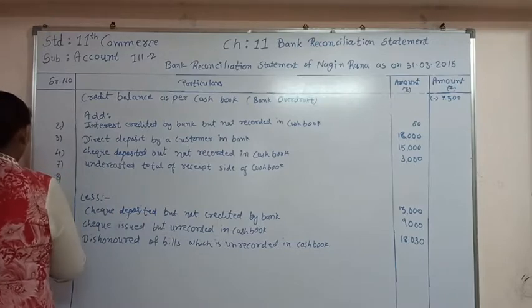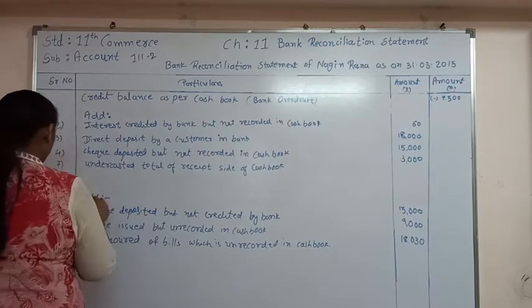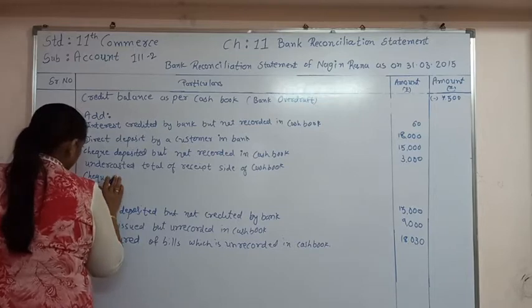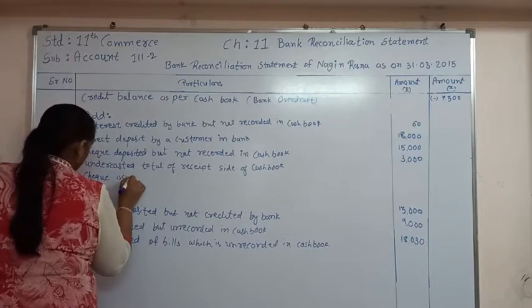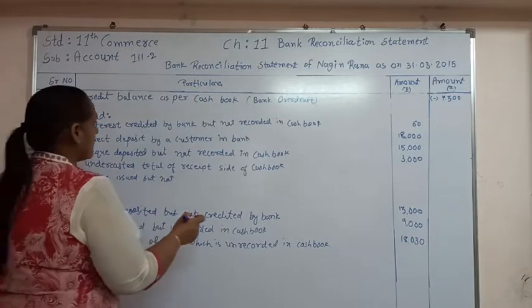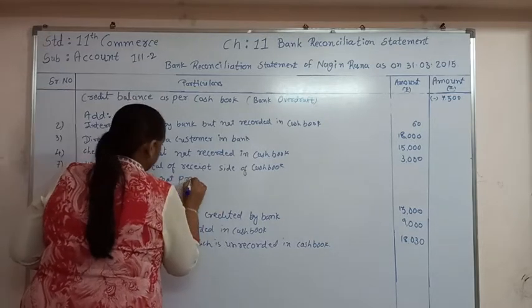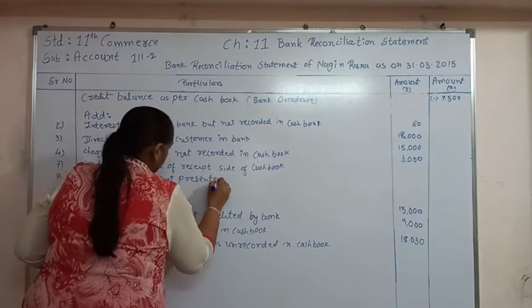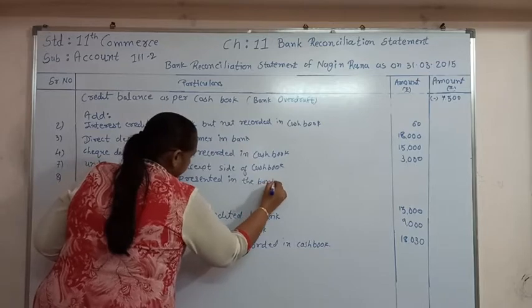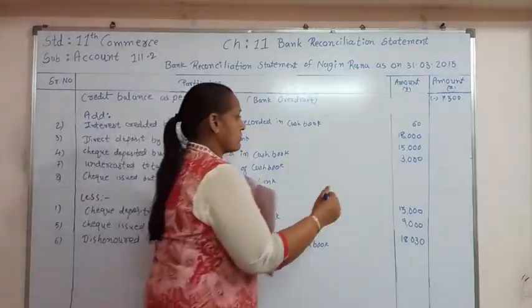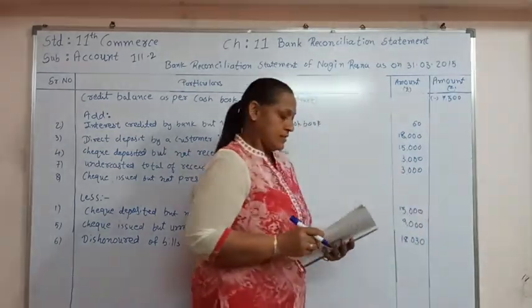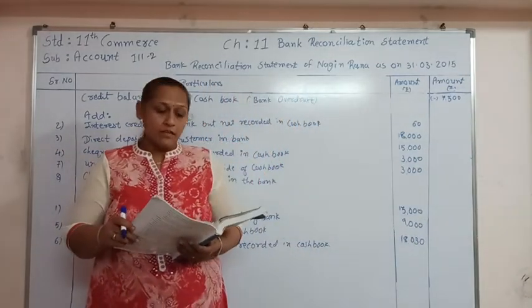So eighth number. Check issued but not presented in the bank. Rupees 3,000. This is number 8. Now let's see number 9.